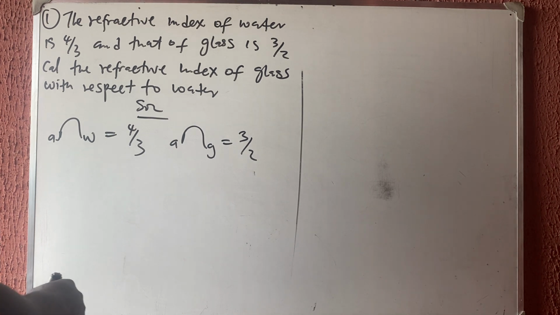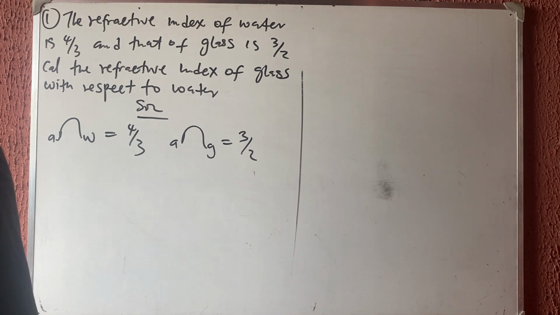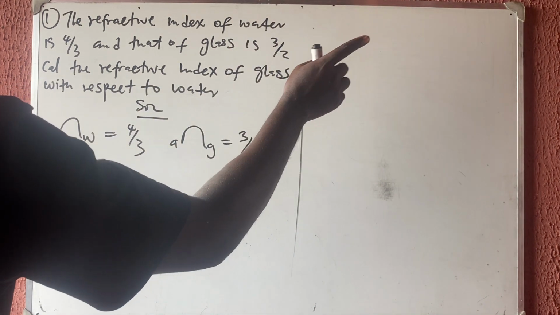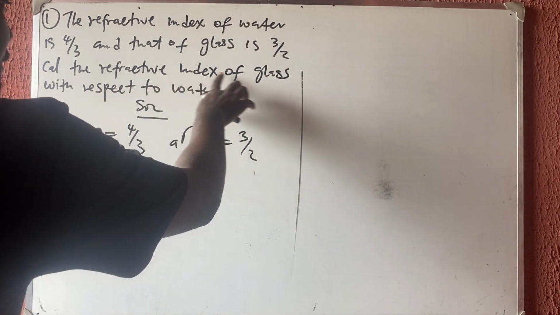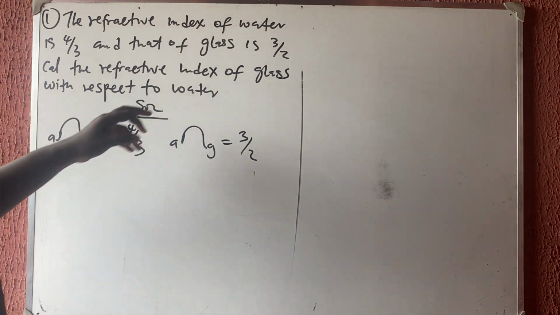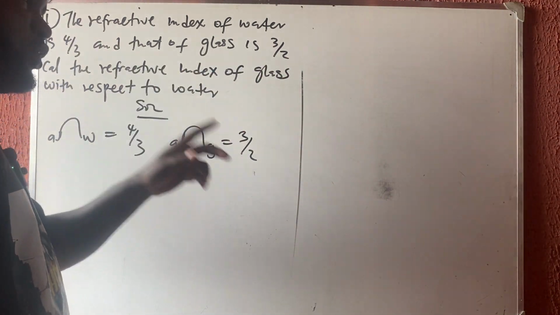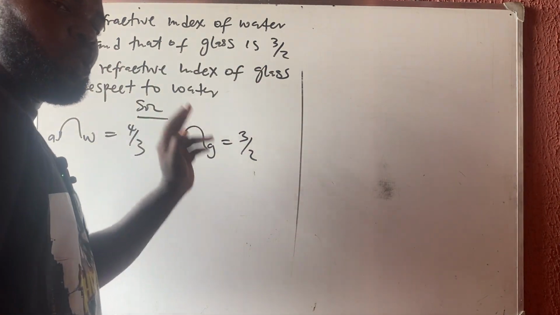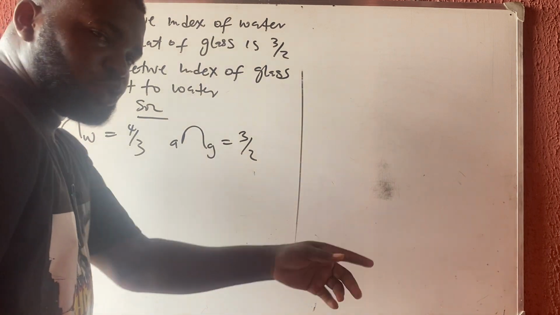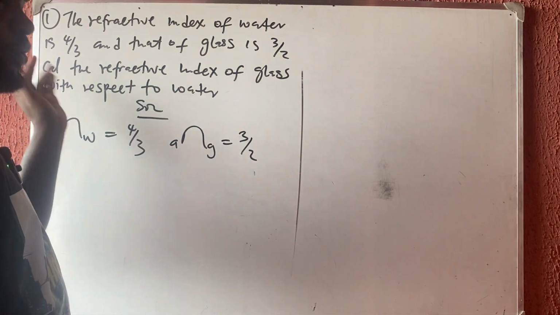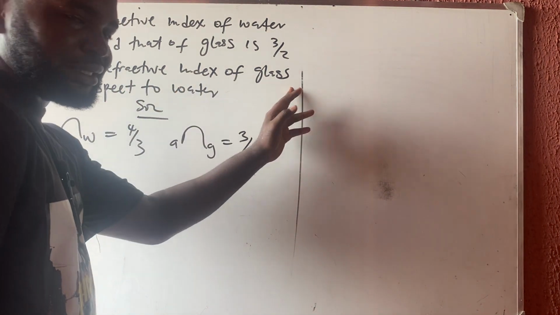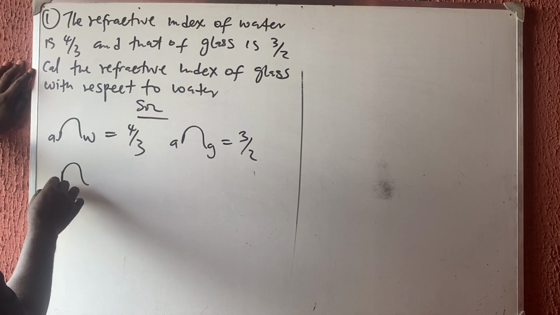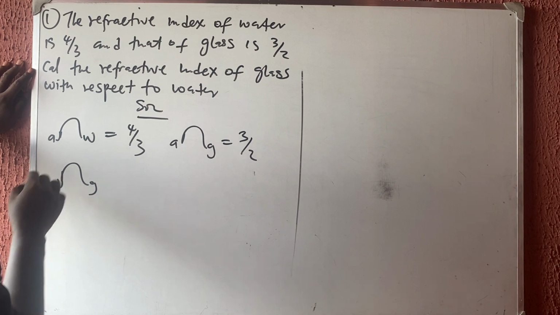Whenever you hear "with respect to", know that the first one mentioned should be the last person. The refractive index of glass with respect to water means that it is coming from water to glass. Please note that. If you hear the words "with respect to", this is where you are going backward. That means it is coming from water to glass. So we want to calculate the refractive index from water to glass, because I saw "with respect to".